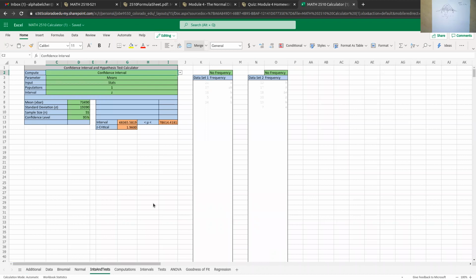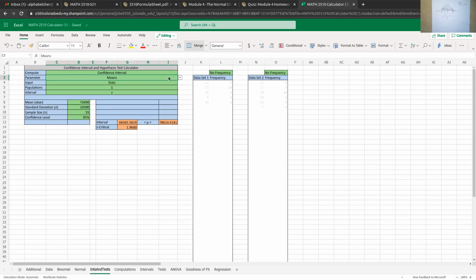Okay, anyway, back to ints and tests. Right now we are just doing confidence intervals. So that's our first tab. What do we want to compute? A confidence interval, or a hypothesis test? Hypothesis tests come later, so let's keep it on confidence interval. What are we measuring? So far we've only dealt with sample means.